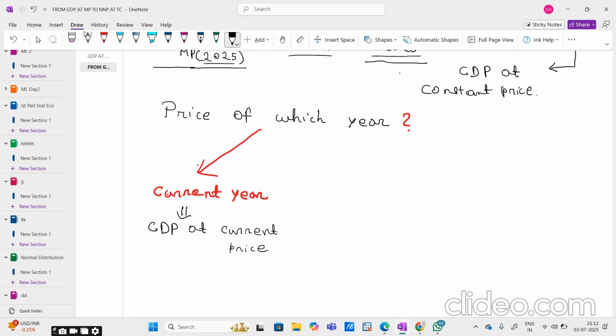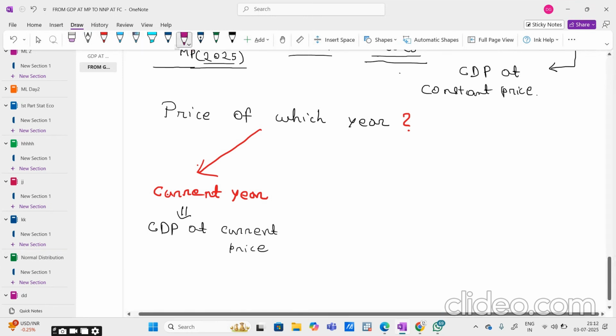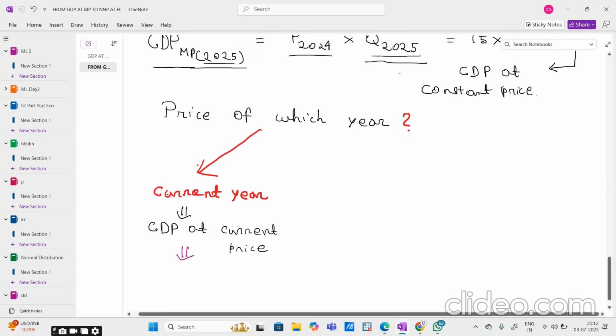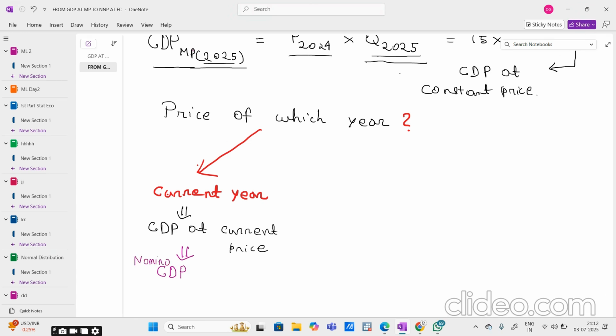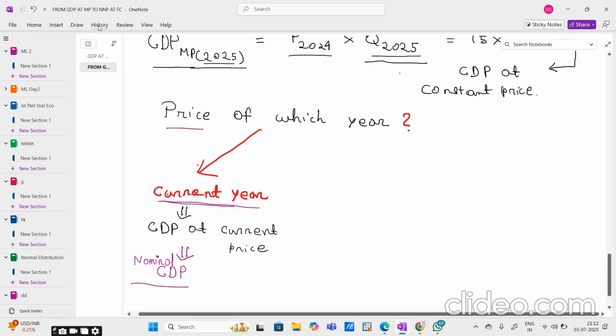Now it has also a different name, it has some other name also. It is also known as nominal GDP. Nominal GDP. So whenever for calculating GDP we are using the price of the current year, that is known as GDP at current price. It is also known as nominal GDP.